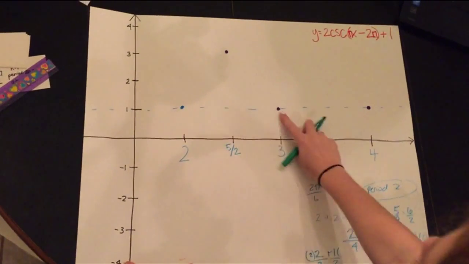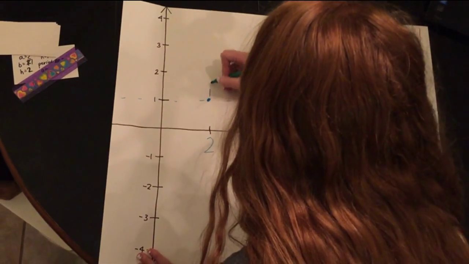Anywhere there is a point on the sinusoidal axis, you will graph a vertical asymptote.